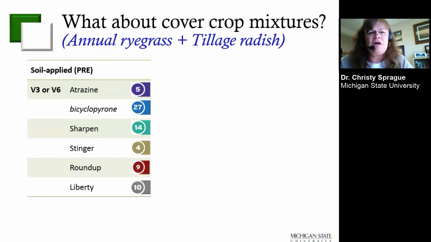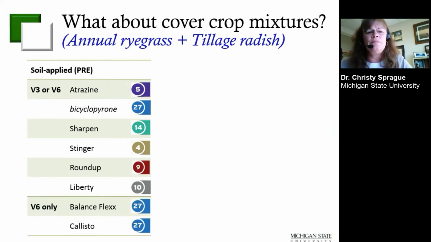So a lot of times we're talking about with these different cover crops that many of these things are seeded as mixtures. And what we have is annual ryegrass and tillage radish that established very well. And we can see that these are the ones that if you had a mixture of those two, you could safely apply things like atrazine as a pre-emergence and then come back at V3 or V6 and interseed those two cover crop species, bicyclopyrone, Sharpen, Stinger, Roundup, and Liberty. At the V6 only timing, again, that's where we pick up something like a Balance Flex and a Callisto.